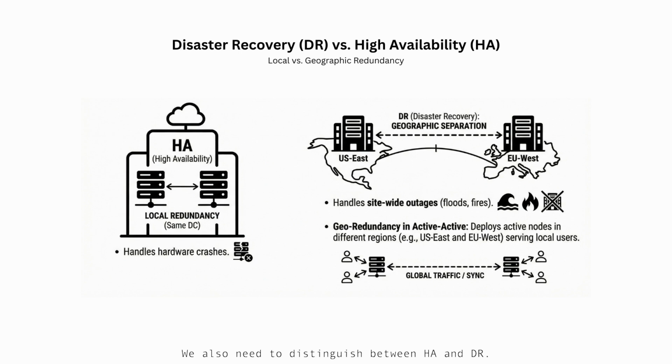We also need to distinguish between HA and DR. HA handles a server crash. DR handles a data center burning down. Active-passive is standard for DR. You keep a cold backup in a bunker somewhere else. Active-active can also provide DR, which we call geographic redundancy, where you have live sites in New York and London serving all the users simultaneously.